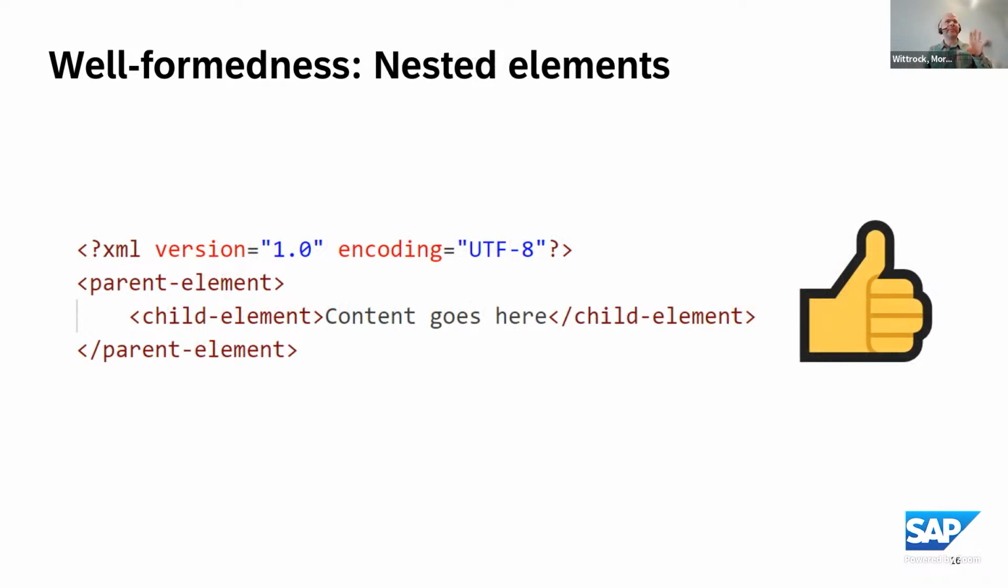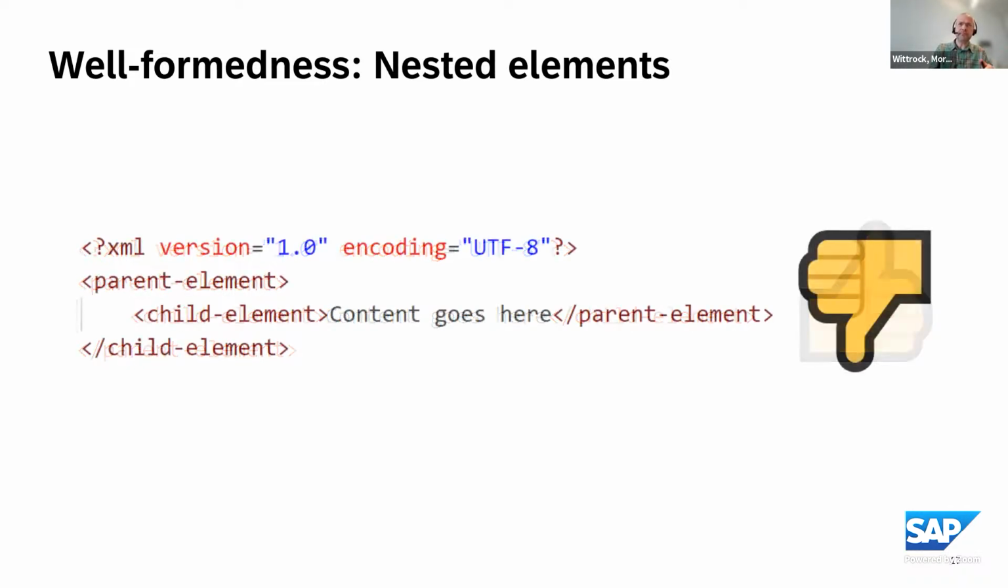Okay, so this was the part about nested elements, and it's fairly intuitive, I think. You must close elements in the opposite order of opening them. So in this case, we've got a parent element opened, a child element, and the child element is the first to be closed, and then the parent element. So this is what doesn't work, that the parent element is closed before the child element. So this will also cause your parser or your XML tool to grind to a halt with an error.